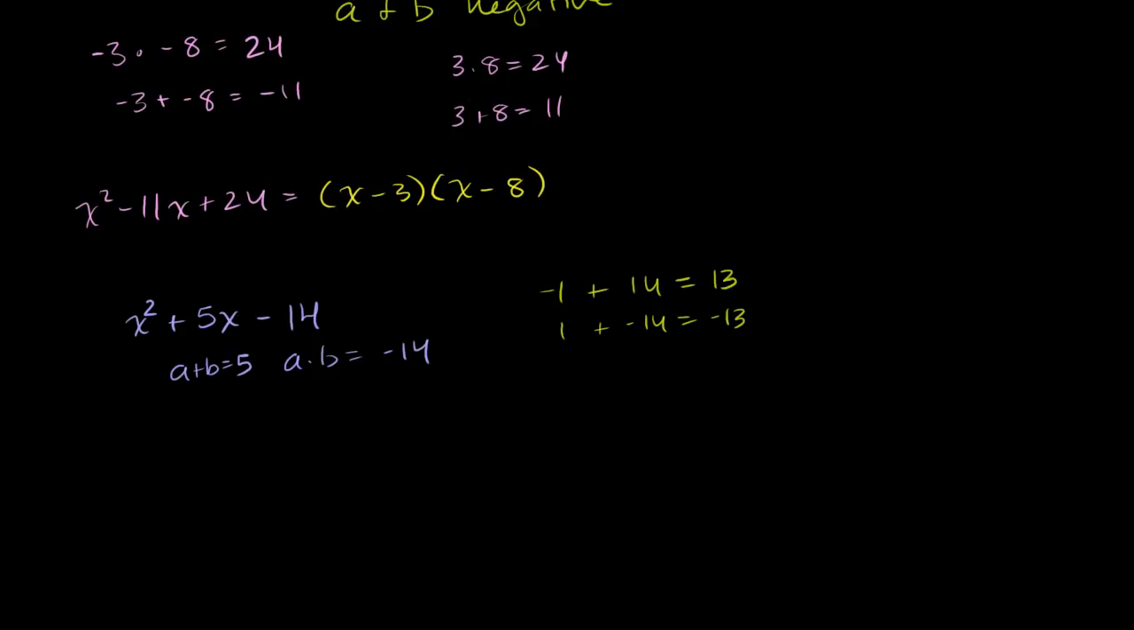Now what about 2 and 7? If I do negative 2 plus 7, that is equal to 5. We're done. That worked. I mean, we could have tried 2 plus negative 7, but that would be equal to negative 5, so that wouldn't have worked. But negative 2 plus 7 works. And negative 2 times 7 is negative 14. So there we have it. We know it's x minus 2 times x plus 7. That's pretty neat. Negative 2 times 7 is negative 14. Negative 2 plus 7 is positive 5.